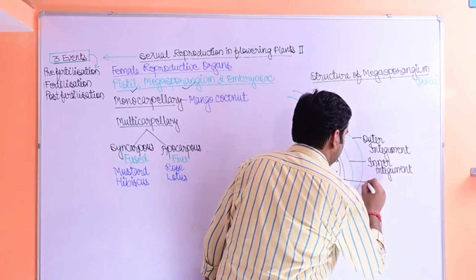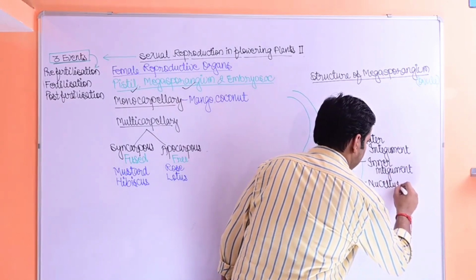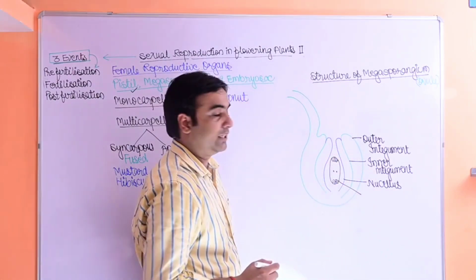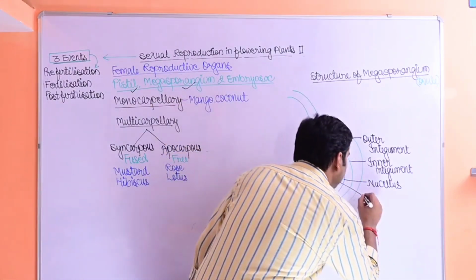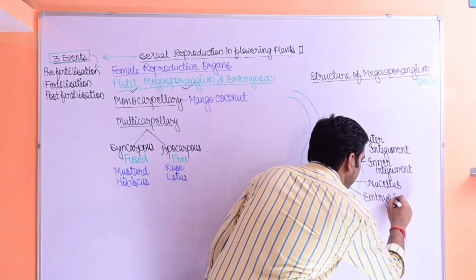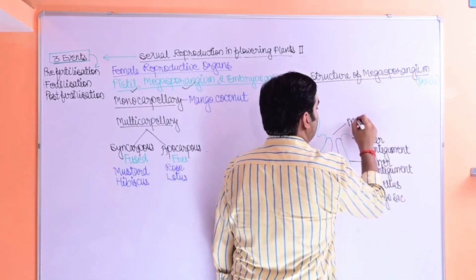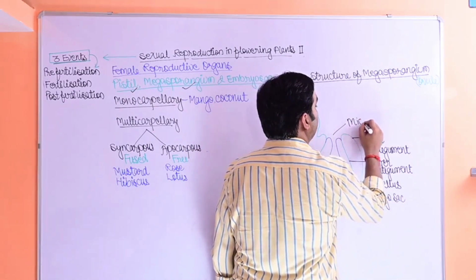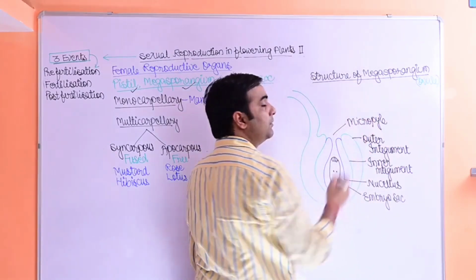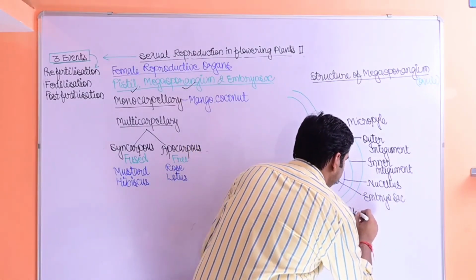This is nucellus, and inside it a 7-celled structure which has 8 nuclei is called an embryo sac. This pore is called micropyle, and therefore this end is called micropylar end, and this is chalazal end.